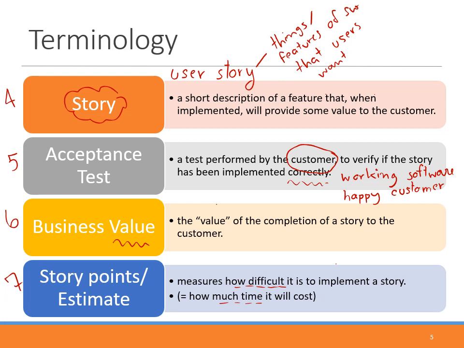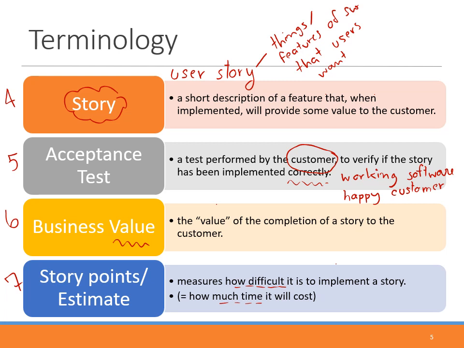Okay, but remember, a story or user story is a description of what a user wants the system to do. Second, an acceptance test is how we define to test a user story, that the story has been correctly implemented. And then business value is used to determine how important the story is, in quantifiable value. And then the last one, story points or the estimation, is used to measure the difficulty, the complexity, how hard, how easy the story is.